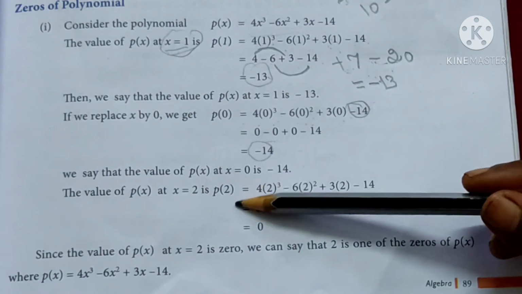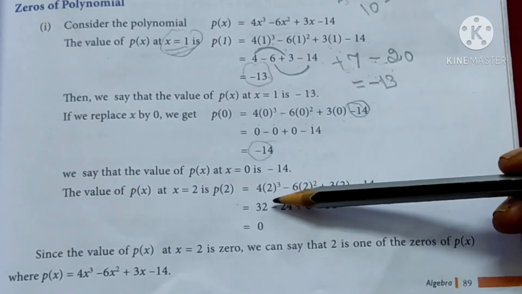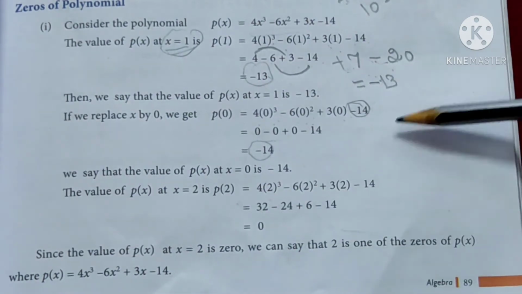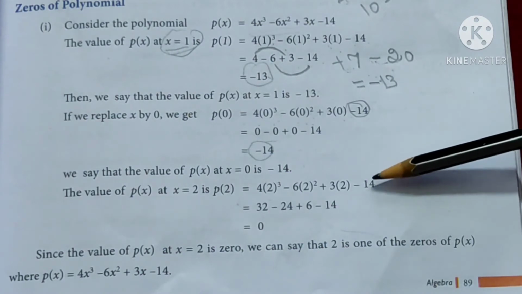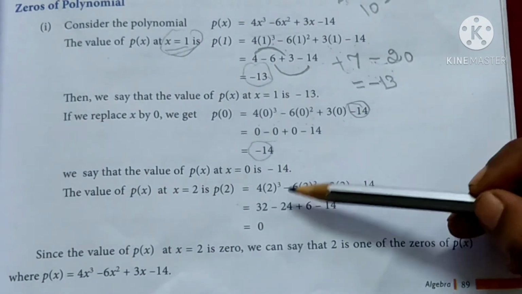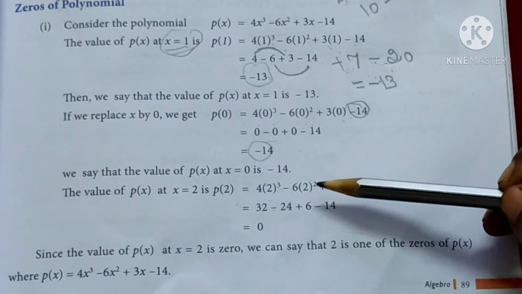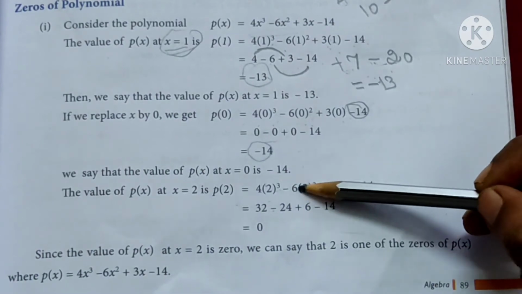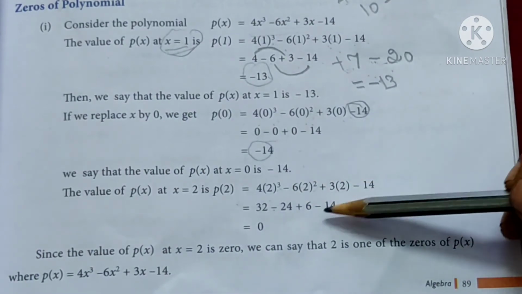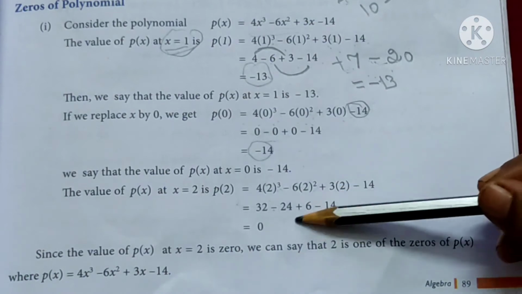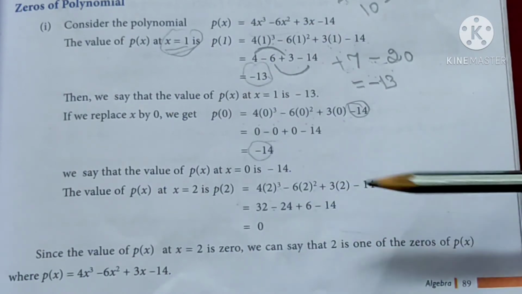Next, substitute x equal to 2 in this equation. So 4 into 2 cube minus 6 into 2 square plus 3 into 2 minus 14. 2 cube is 8. 8 into 4, 32. 2 square is 4. 4 sixes are 24. Here 3 twos are 6. So 32 minus 24 plus 6 minus 14.